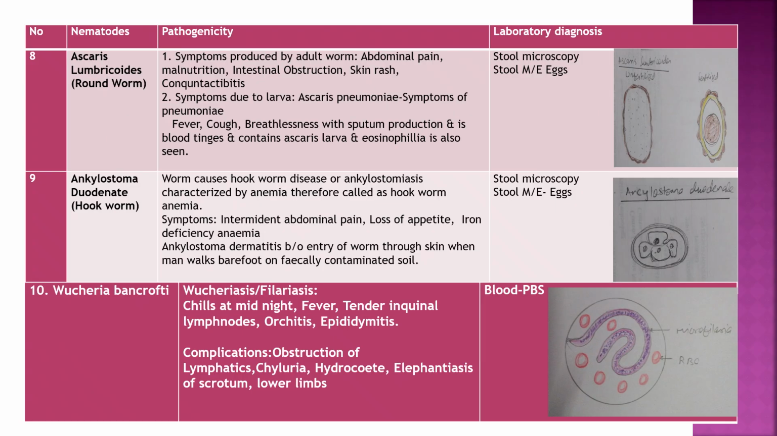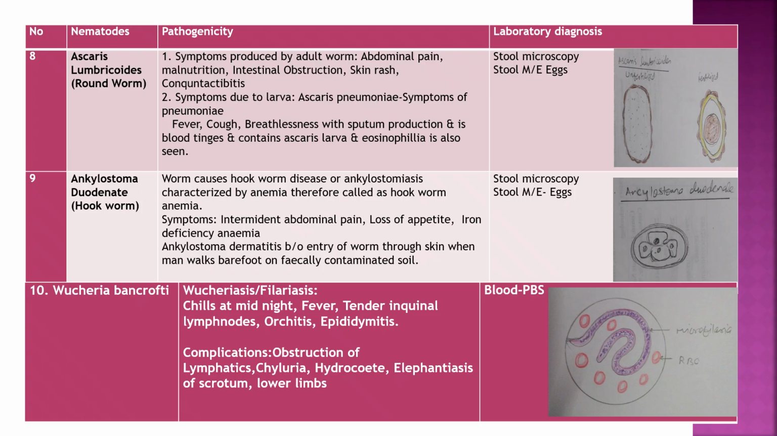Nematodes: Ascaris lumbricoides, roundworm. Symptoms produced by adult worm: abdominal pain, malnutrition, intestinal obstruction, skin rash, conjunctivitis. Symptoms due to larva: Ascaris pneumonia, symptoms of pneumonia, fever, cough, breathlessness with sputum production, blood tinged, contains Ascaris larva, and eosinophilia. Lab diagnosis: stool microscopy examination, eggs, fertilized and unfertilized eggs.